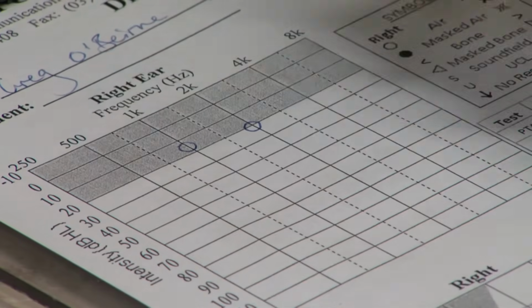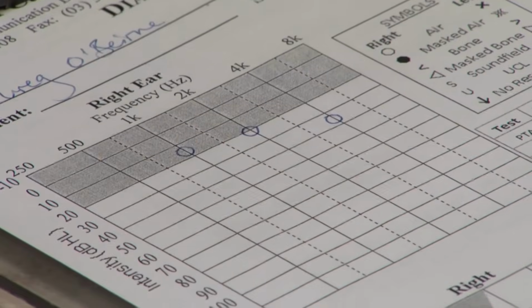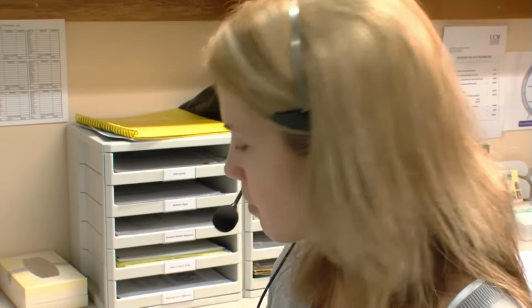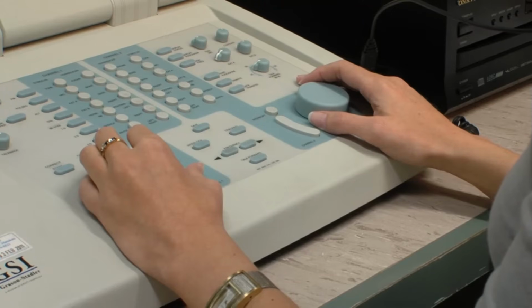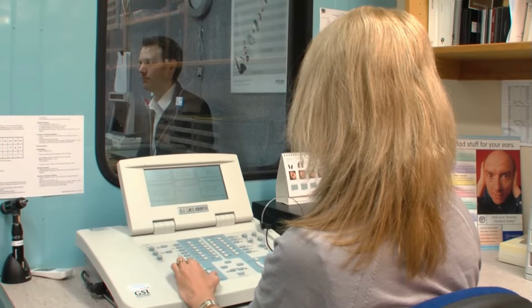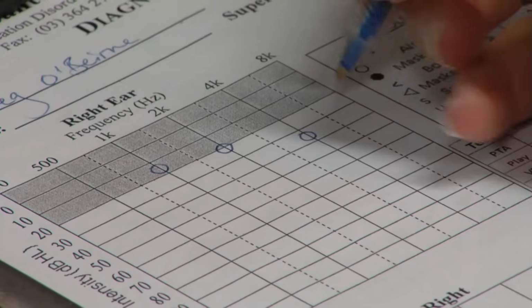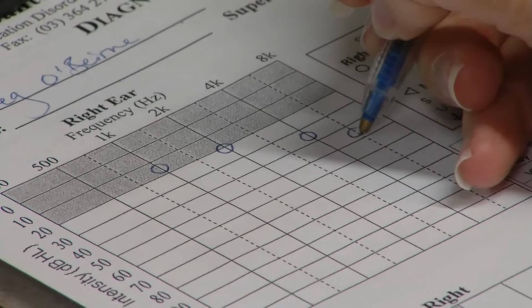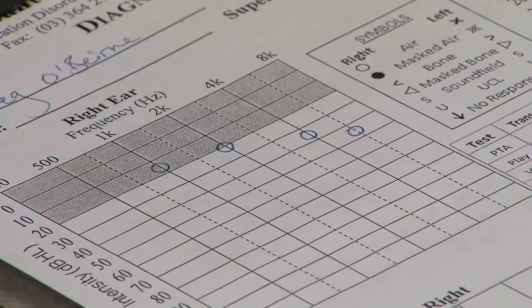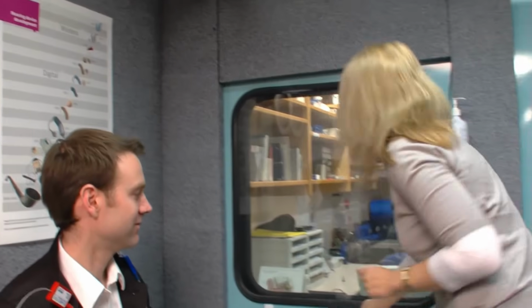On the audiogram, the thresholds are recorded as crosses for the left ear and circles for the right ear. Air conduction thresholds reflect the integrity of the total peripheral auditory mechanism. It's not possible to determine the location of any pathology along the auditory pathway using air conduction alone. Therefore, if a hearing loss is detected, further testing is carried out using bone conduction testing to help establish the site of lesion.